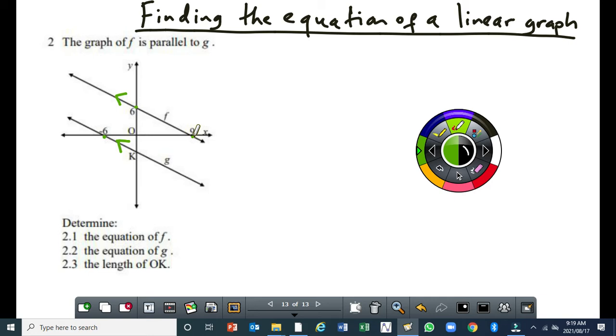So the first question says, determine the equation of f, which is this straight line here. As you can see, the straight line is slanting to the left, therefore its gradient, when I calculate it, has to be negative. So if I want to find the equation, I need to determine the gradient first. You cannot find the equation of a straight line without knowing its gradient. So I'm going to find the gradient.